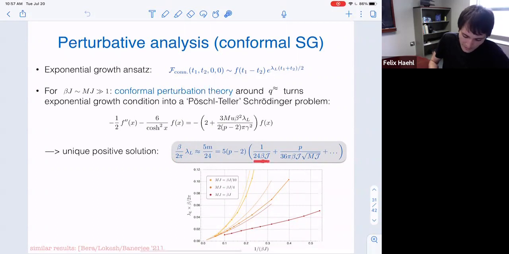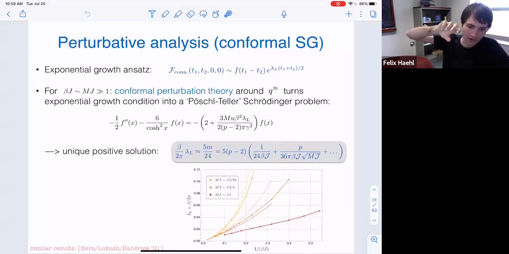You can also expand it at large beta J, so at small temperatures, and you see that to leading order it's linear in the temperature. You can also see it's proportional to p minus 2, meaning it vanishes for p equals 2. So the p equals 2 model, where the J couplings have only 2 indices, is not chaotic in this sense.